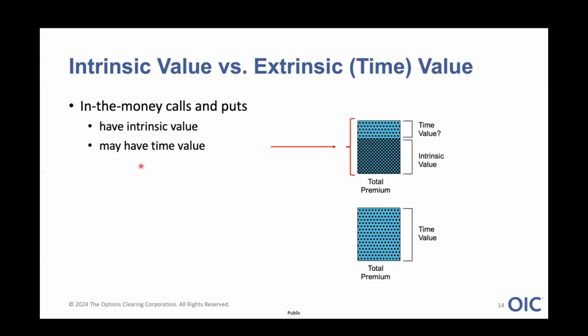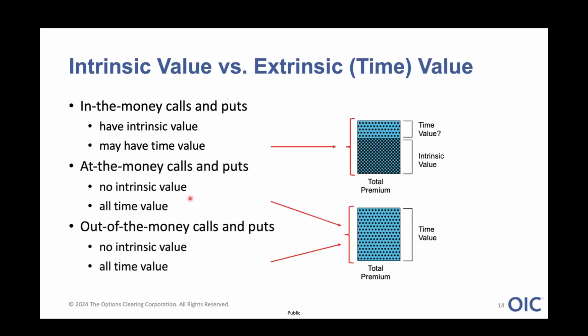Okay, so in the money calls and puts have both intrinsic and extrinsic value. Sometimes it's easier to visualize this way. At the money calls and puts have no intrinsic value. Their premiums are comprised of nothing but time value. So if stock's trading for 50, the 50 level calls and puts have no intrinsic value. Whatever they're trading for is comprised of 100% time premium. And just like the out of the money options, they don't have any intrinsic value whatsoever. Their premiums are comprised of 100% time value.